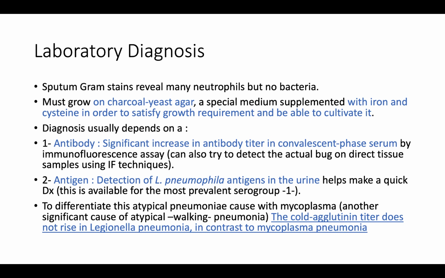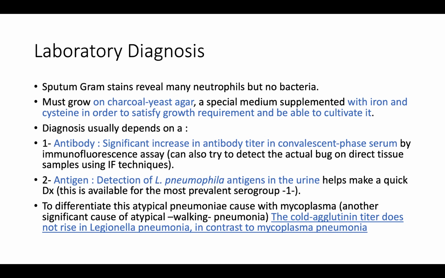Lab diagnosis. Sputum Gram stain reveals many neutrophils but no bacteria. Of course it requires special media for growth. It is supplemented with iron and cysteine in order to cultivate it. So you need to grow it on a charcoal yeast agar supplemented with these two things. Diagnosis then depends on antigen, so you can use these ways. A significant increase in antibody titer, for example, you can see especially in the late phase, and the antigen you can detect in the urine, and this is actually the quicker way of diagnosis.